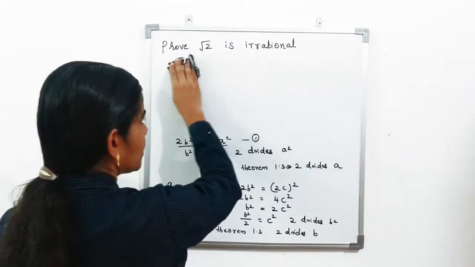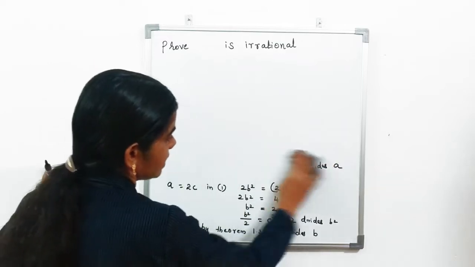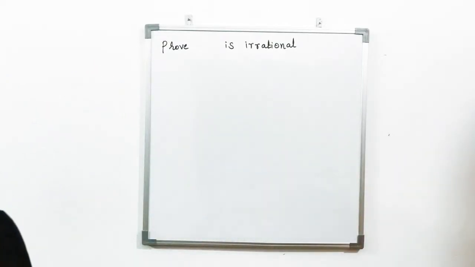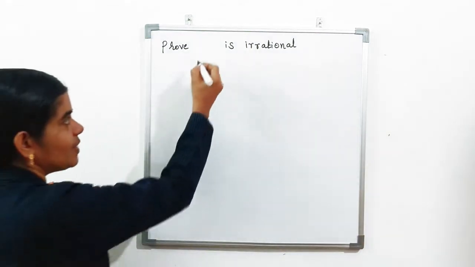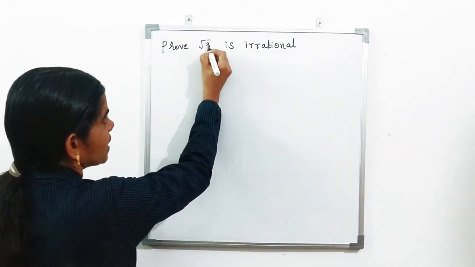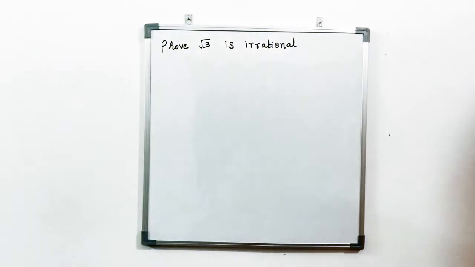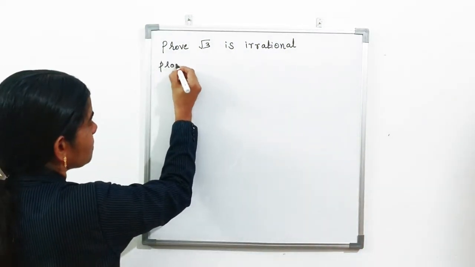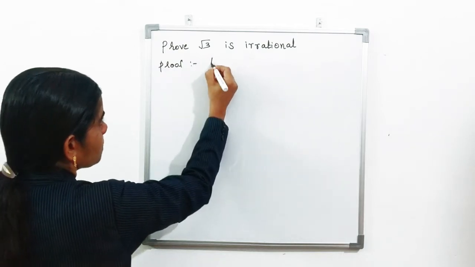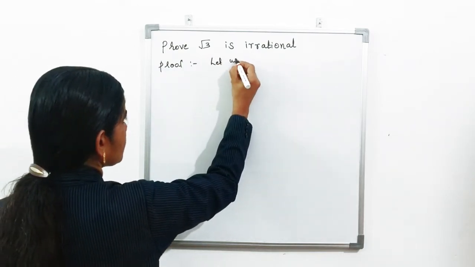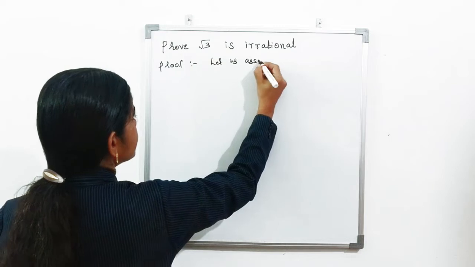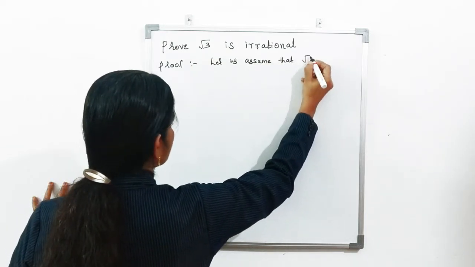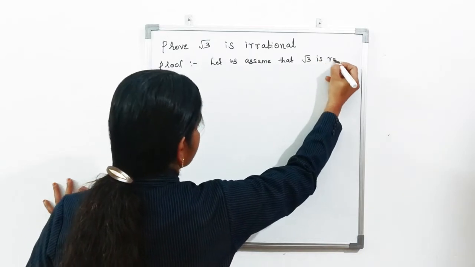All this you want to just study by heart. Then only it will work for root 3 and all the others; we are doing the same method. Next we want to prove that root 3 is irrational. How can we do it? First we say, let us assume that root 3 is rational.